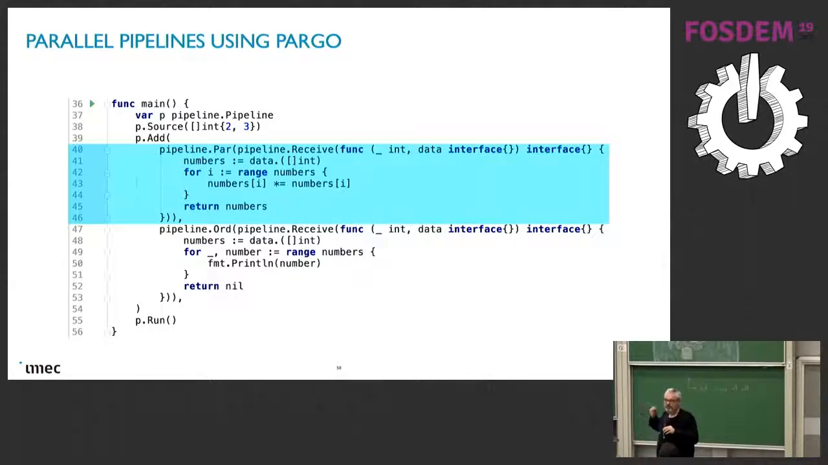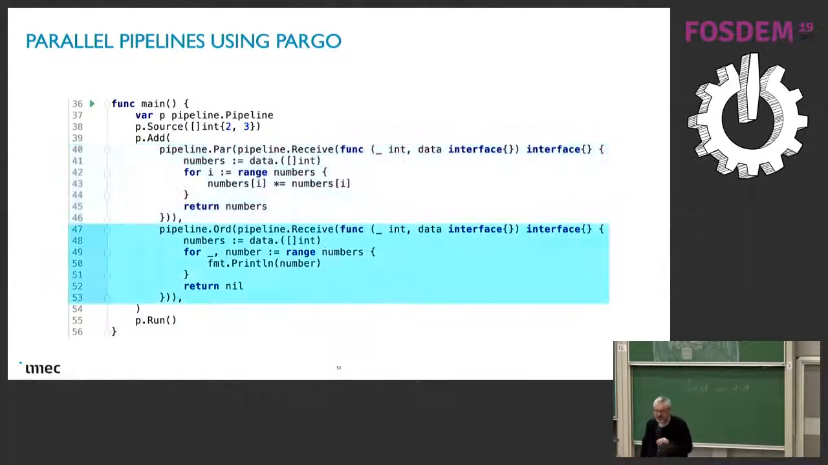It's hidden behind an interface because that's the only way in Go to declare something generic. It unpacks that data into a slice of numbers, then modifies this in place to build a square for each number. And then the next stage is an ordered stage. Ordered stage means it's sequential. So this stage doesn't run in parallel. And it is executed in exactly the same order as the source of the pipeline. And here we can just print out the result.